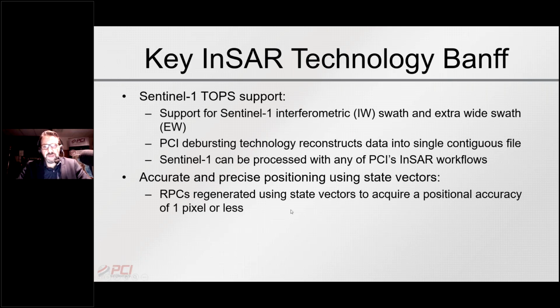So obviously the other thing that's been added is we have very, very accurate and precise positioning of the imagery to within 1 or 2 pixels. And that's because we're leveraging the state vectors within the imagery to create our own RPCs. So the RPCs will really achieve a high positional accuracy. So what that means is if you're looking over time, or if you're just trying to position your image correctly on the ground, then we've developed technology that's really going to help you to achieve that more easily.